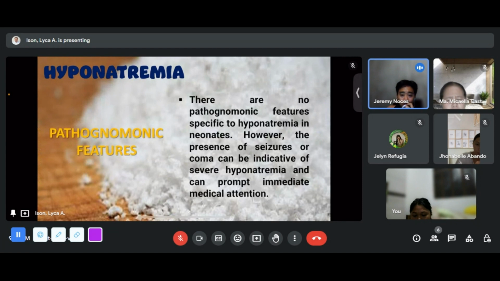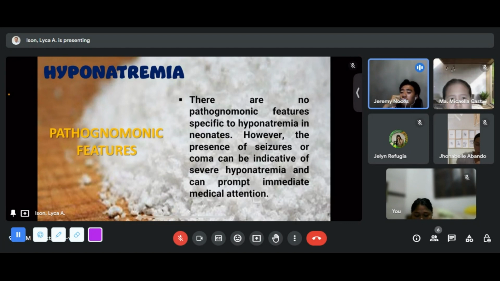So, the pathognomonic features. There are no pathognomonic features specific to hyponatremia in neonates. However, the presence of seizures or coma can be indicative of severe hyponatremia and can prompt immediate medical attention. So, dito sa pathognomonic features, pwede naman din natin sigurong ilagay si below 135 milliequivalent per liter sodium concentration sa blood as a pathognomonic feature of hyponatremia. Kasi it is the only indication na may hyponatremia ang isang tao.